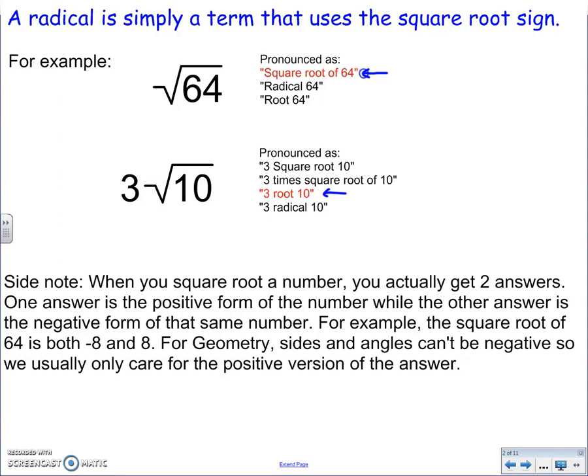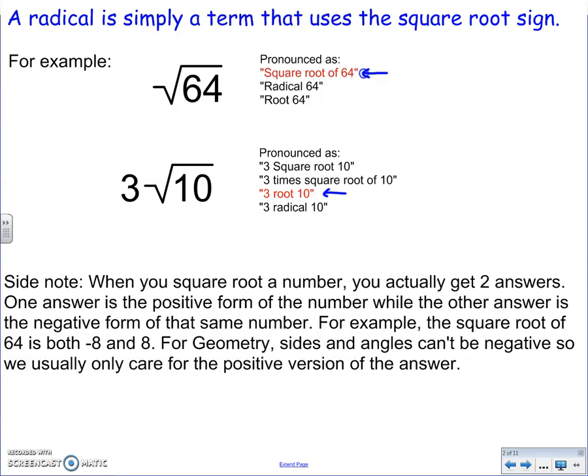A side note, when you square root a number, you actually get two answers. One answer is the positive form of a number, while the other answer is the negative form of that same number. For example, the square root of 64 is both negative 8 and positive 8. Negative 8 times itself, a negative times a negative, is positive 64. Also, positive 8 times itself, positive 8 times positive 8, is still positive 64.